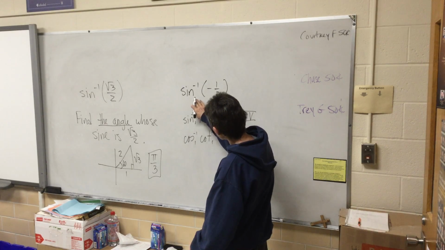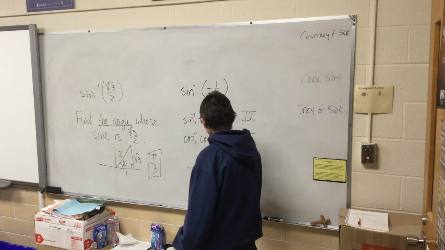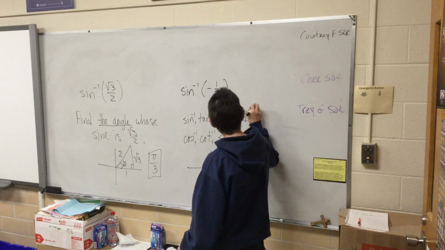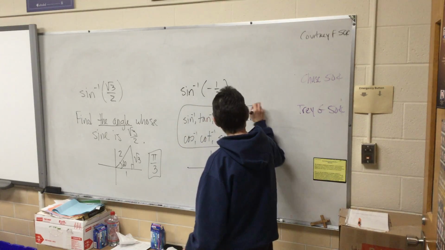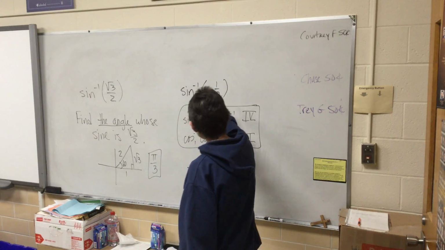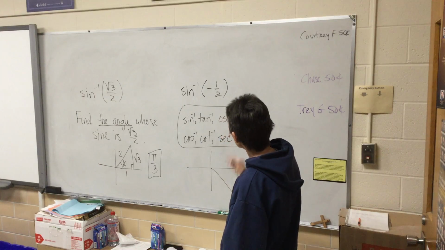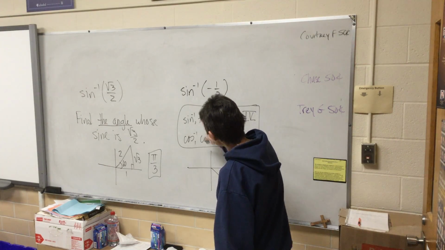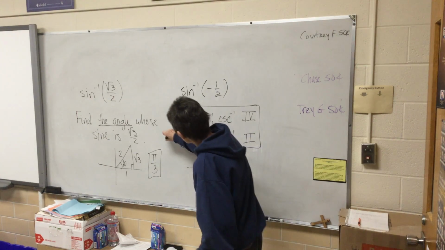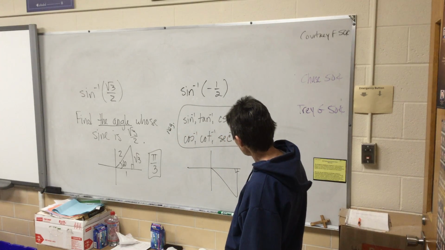So, since it's a sine and it's negative, I'm going to draw my picture in quadrant 4. These are the rules. Got to know them. Remember, if that number's positive, it's quadrant 1. You don't need to worry about it if it's positive. It's only if it's negative that we have these restrictions.